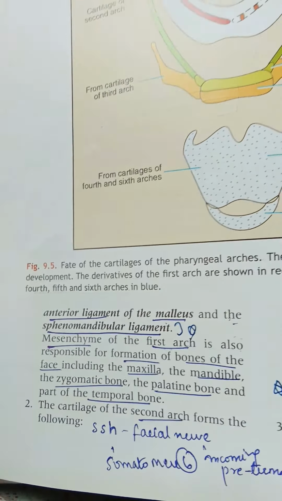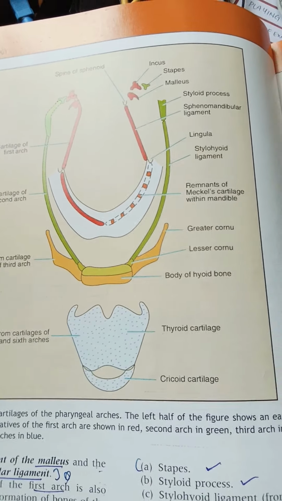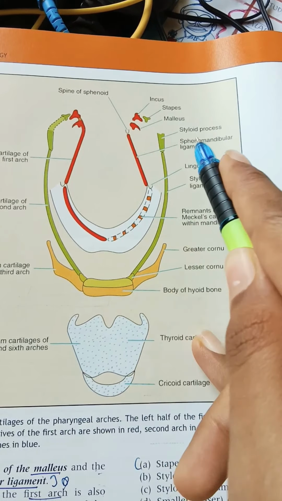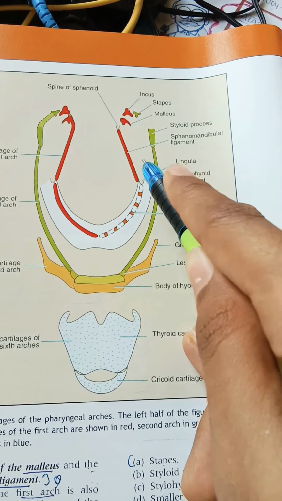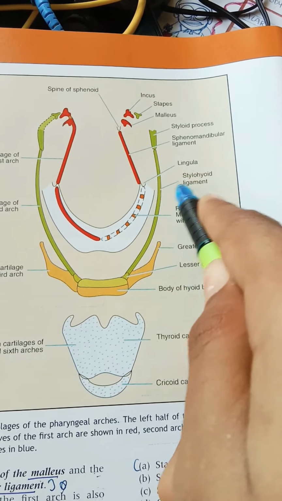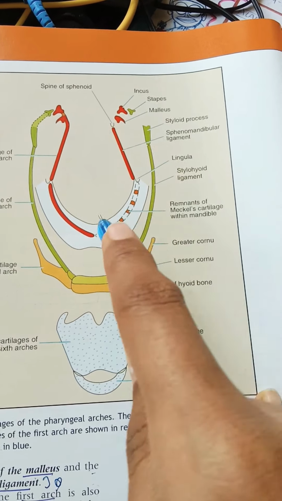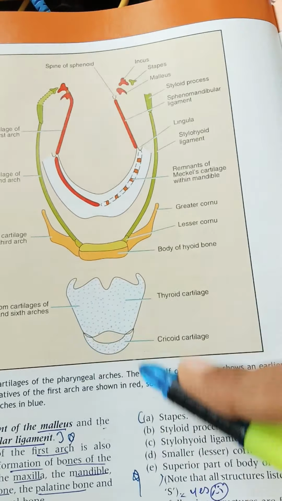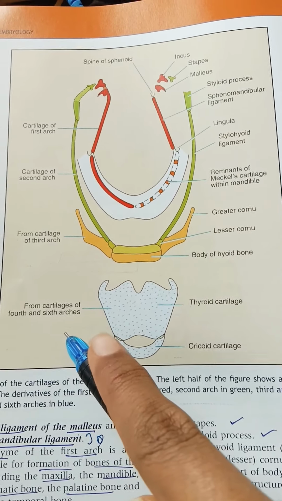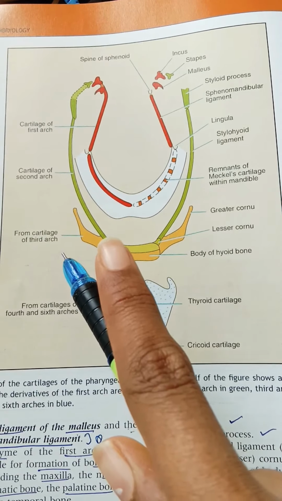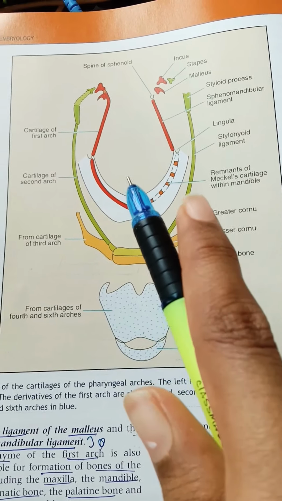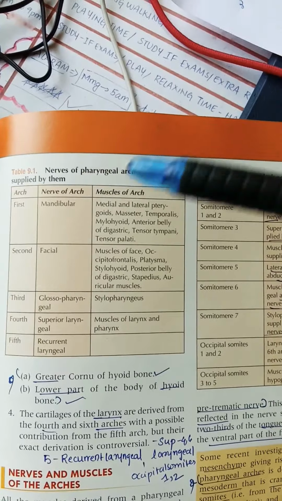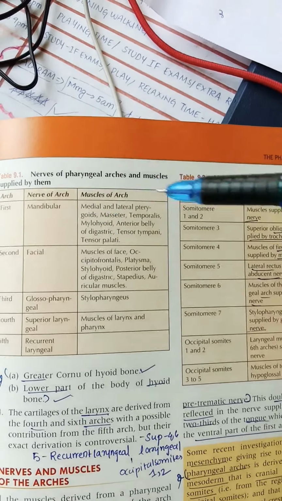You can see this, the different cartilages which are formed from pharyngeal arches. So sphenoid, incus, stapes, malleus, styloid process, sphenomandibular ligament, lingula, stylohyoid ligament, remnants of Meckel cartilage, greater cornu, lesser cornu, body of hyoid, thyroid cartilage, cricoid. From cartilages of fourth and sixth arches, from cartilage of third arch, second arch, and cartilage of first arch. So these are the cartilages. And if we check out this, we have the arch, the nerve of the arch and muscles.